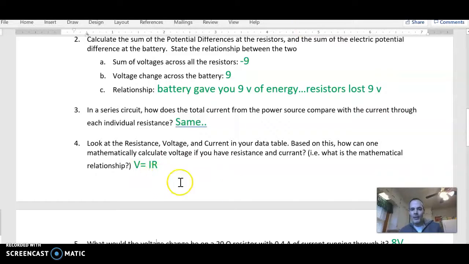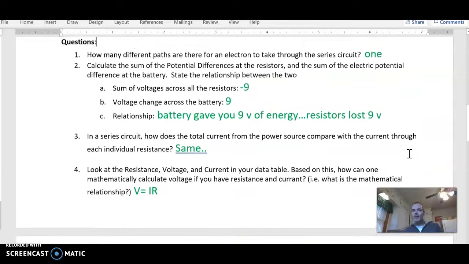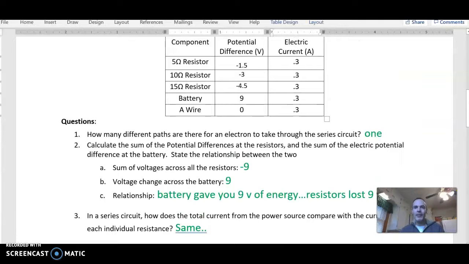And number 5, the answer should have been 8 volts just by multiplying. But the main idea we wanted to get across from this lab is that currents stay the same in a series circuit. They don't split up or anything. And the energy, how does that work? The battery gives it, and it's lost through these resistors. Hopefully that helps you understand current a little bit better, and onto the parallel circuit.